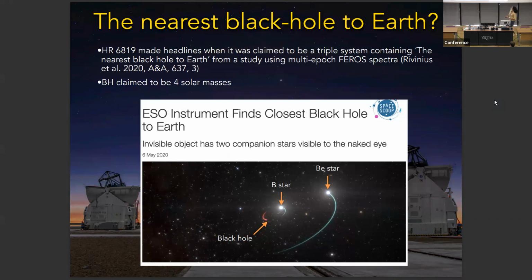And HR6819 gained a lot of attention 2 years ago in 2020 because it was claimed to be a system containing the nearest black hole to Earth. And this was done using FEROS spectra. And essentially what they determined by looking at the variation of the spectral lines was that the BE star was on a slow, wide orbit, and that there was a B star in a 40-day orbit with an unseen companion. And given their estimate of the B star mass of around 5 solar masses, they determined that this unseen companion was 4 solar masses and therefore had to be a stellar mass black hole.